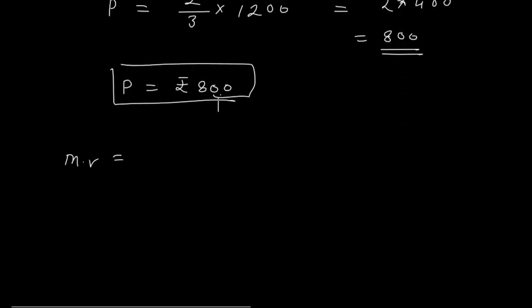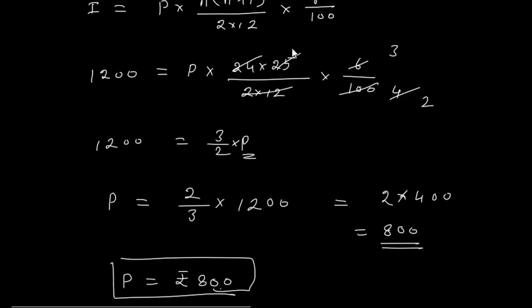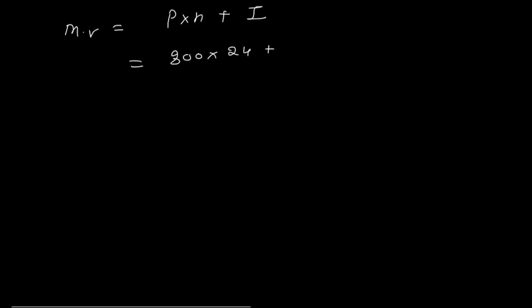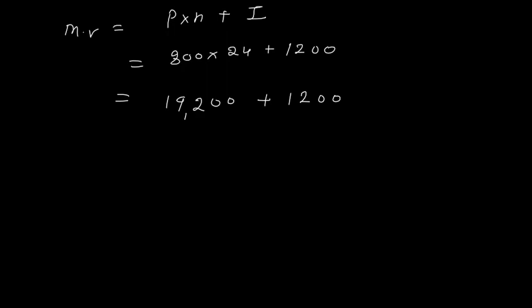So maturity value is P into n plus I, is equal to P is rupees 800 into n is 24 plus I, the interest is 1200. So into 24 plus 1200. Okay, so 8 and 2 zeros I will write here. 8 4s are 32, 3 carry, 8 2s are 16, 16 plus 3 is 19. So 19,200 plus 1,200. So 19 plus 1 is 20,000 and 200 plus 200 will be 400. So this is your maturity amount, 20,400.